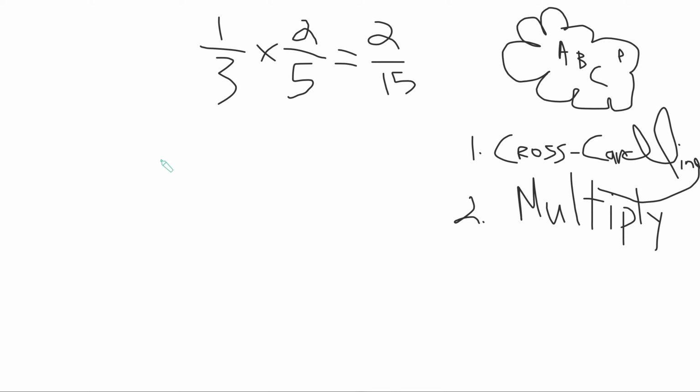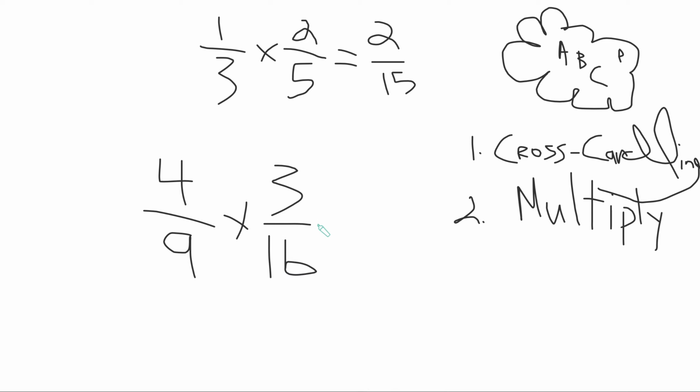Let's try something else. Let's try 4/9 times 3/16. Let's say you don't cross-cancel. Let's say you skip this. Let's say you just go to 2 and you multiply. All right. 4 times 3 is 12. 9 times 16. Well, let's have a little fun here. Try to do it in our head.